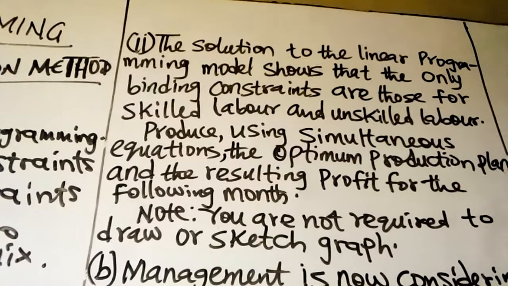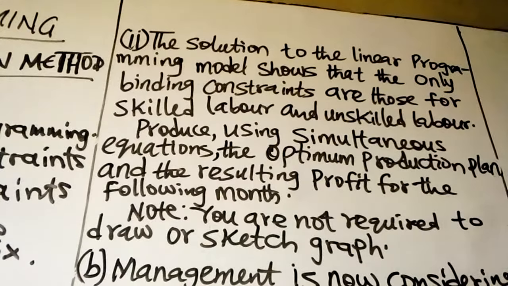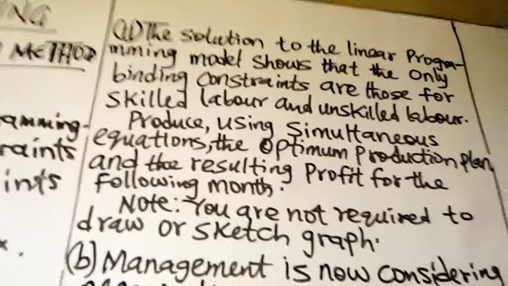The solution to the linear programming model shows that the only binding constraints are those for skilled labor and unskilled labor. Produce, using simultaneous equations, the optimum production plan and the resulting profit for the following months. Note, you are not required to draw or sketch a graph. That is A2.